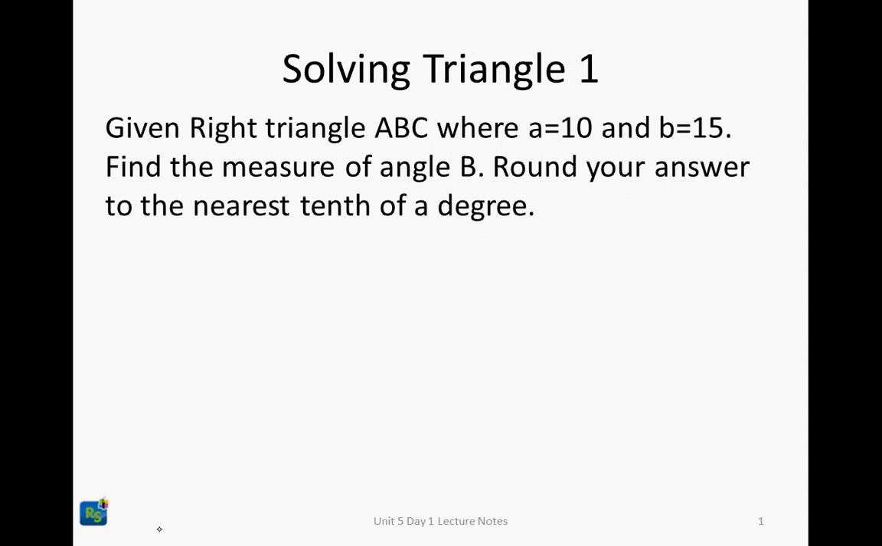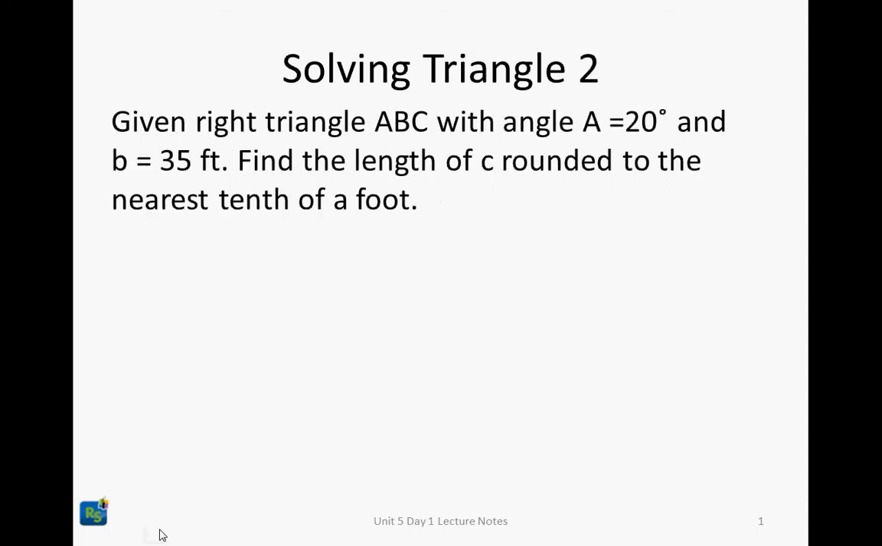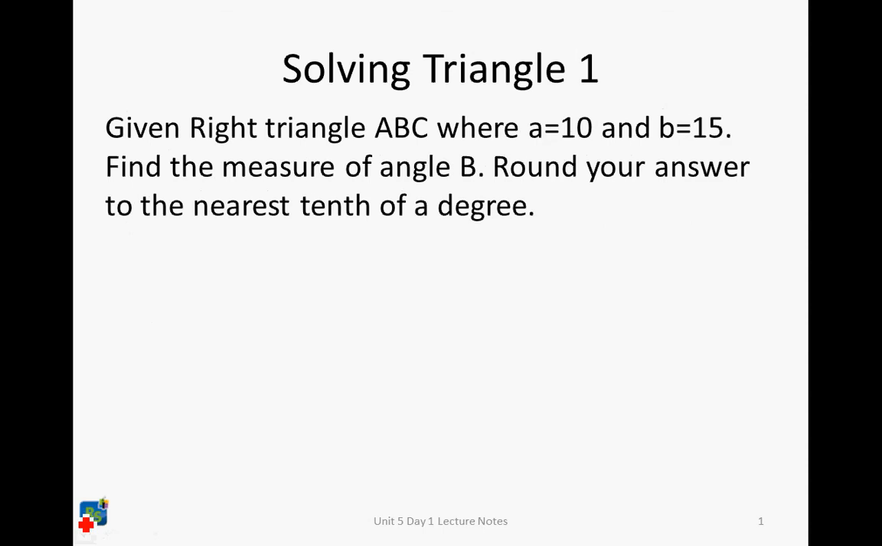Okay, given right triangle ABC, where A is 10 and B is equal to 15, find the measure of angle B. Round your answer to the nearest tenth of a degree. And so I'm going to just make a quick sketch. Angle A, angle B, angle C, and I think I advanced forward one. There we go.